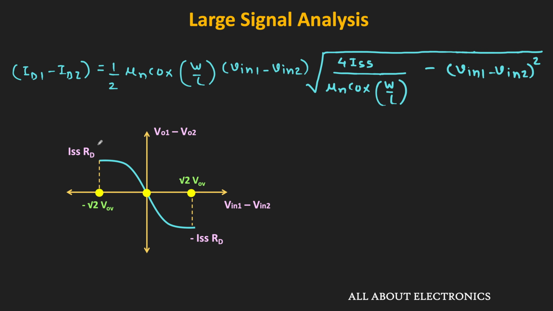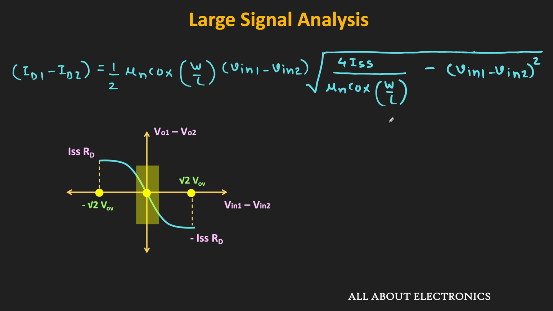Alright, so now in this differential range, because of this square term, the relationship between this input and output is still nonlinear. So if you want to use this differential pair as an amplifier, then the differential input should be very small, so that there is a linear relationship between this differential output and the differential input. So let us find out that range over which we will get the linear relationship.